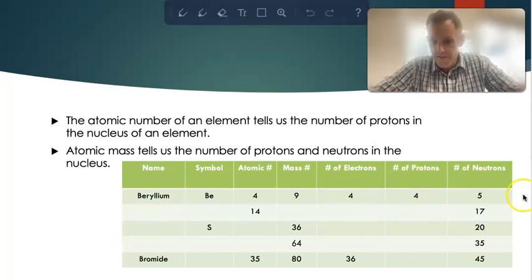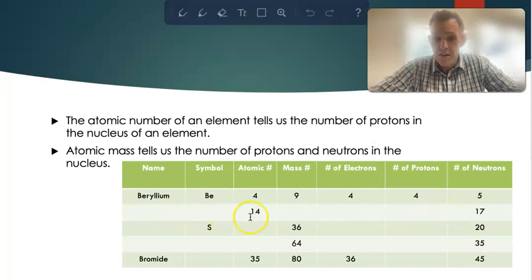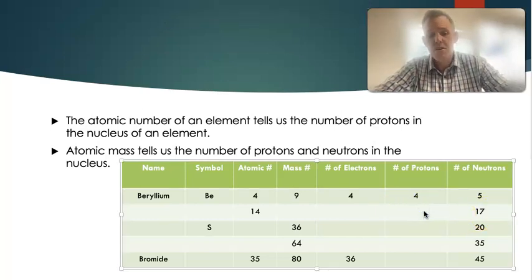So let's have a look at our other examples, and we're going to fill in the information we're told. Okay, so this one I'm not given a lot of information. I'm told an atomic number of 14 and neutrons 17. Let's fill out what we know. Atomic number tells me my number of protons, so that has to be 14.